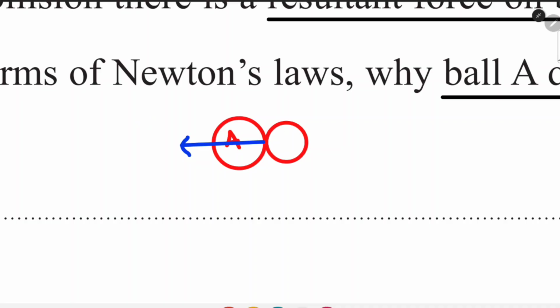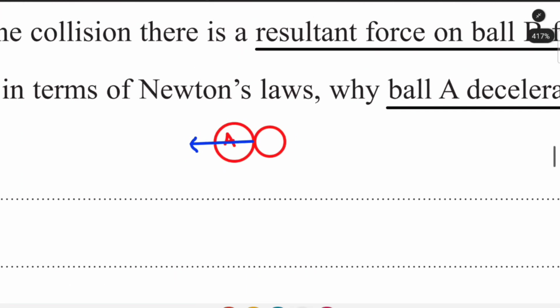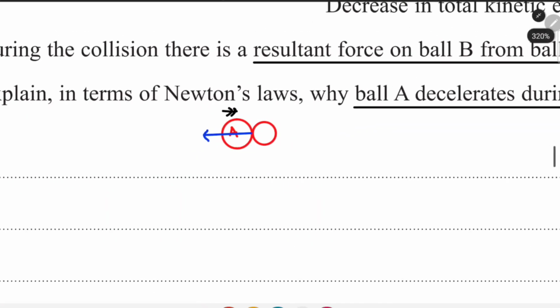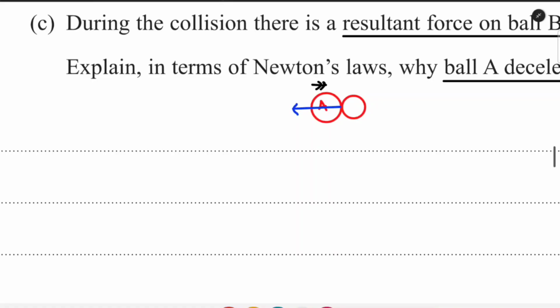And according to Newton's second law of motion, if there's a resultant force on ball A, it will cause ball A to accelerate. Since this force is opposite to the direction of motion of A, so A is moving to the right and the force is to the left, since the resultant force is opposite to the direction of motion, we call it deceleration.